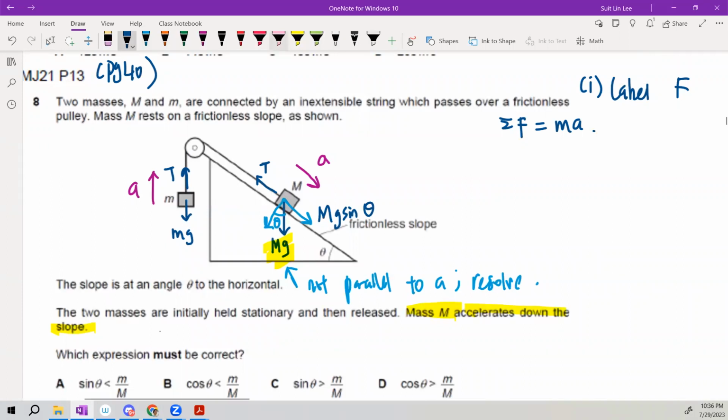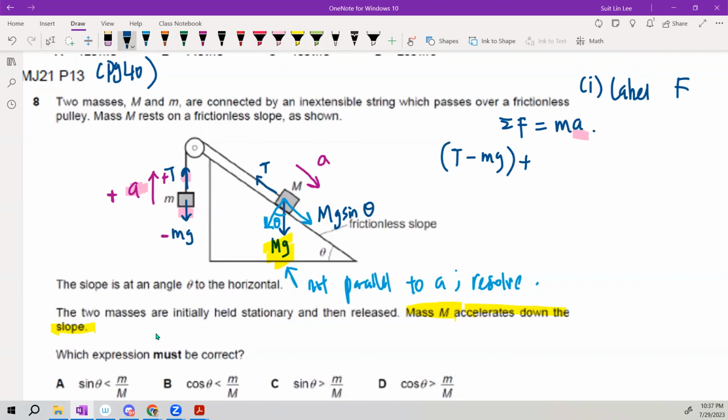Now I collect all the forces that are parallel to A. You are parallel to your A. You are parallel to your A. I will take the direction of A as positive. So meaning this one gets a negative, tension gets a positive. Always take the direction of A as positive. It'll make your life easier. So this will be T minus small mg.